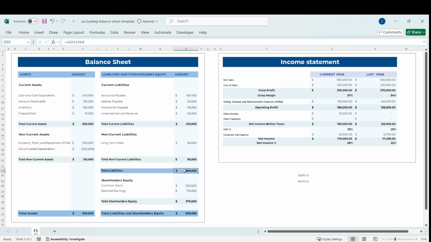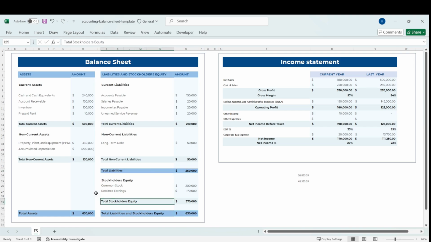The total liability is 260,000, which represents 41% of the total asset, reflecting a balanced mix of debt financing. The company's overall liability level is modest, reducing the risk of insolvency and allowing for flexibility in future financial needs.